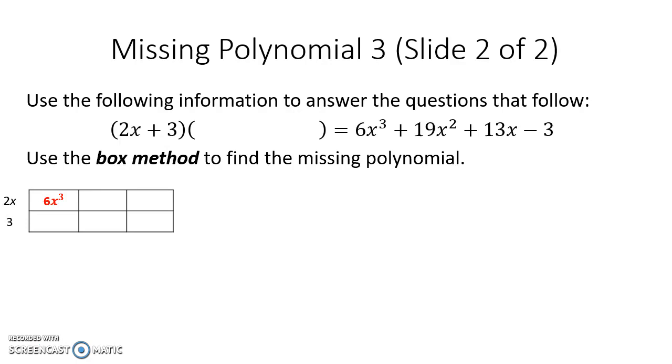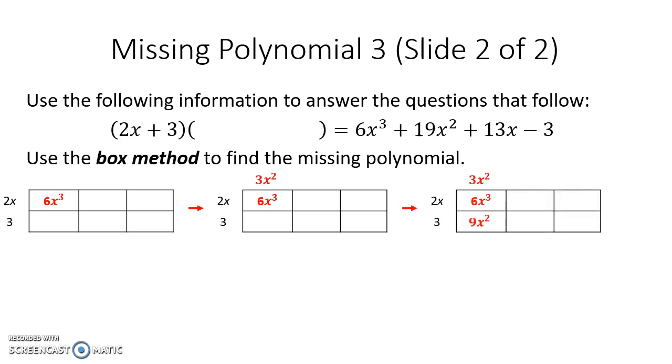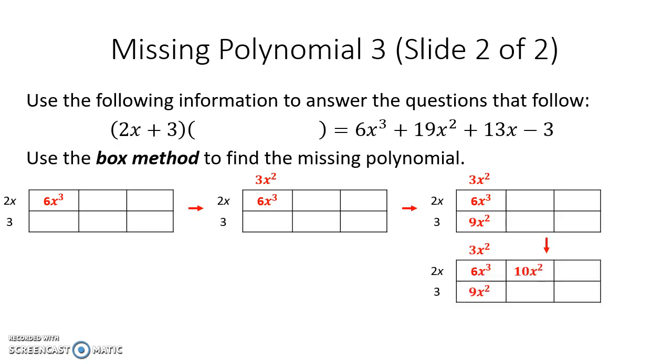We know the 6x cubed, so we'll go ahead and put that there, and we already know the 2x plus 3. So 2x times what gives us 6x cubed? 3x squared. So that's going to go at that top left. Now we can just multiply down through the column to give us that 9x squared. Currently we have 9x squared, but we need a total of 19x squared. So we just need 10 more x squareds. So we're going to put a 10x squared in that next box in the middle.